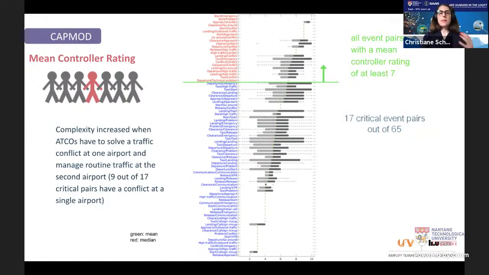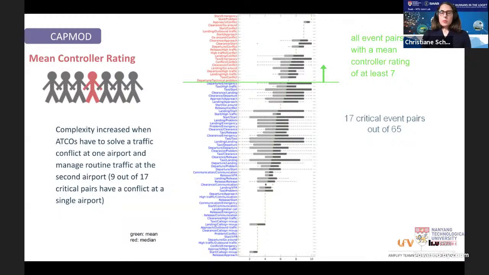What we can see is that the complexity increased if the controller has to work with a traffic conflict at one airport and some other task, some routine task at the other. So if we look at these 17 critical event pairs, 9 of these 17 event pairs were actually having a conflict at one of the two airports.